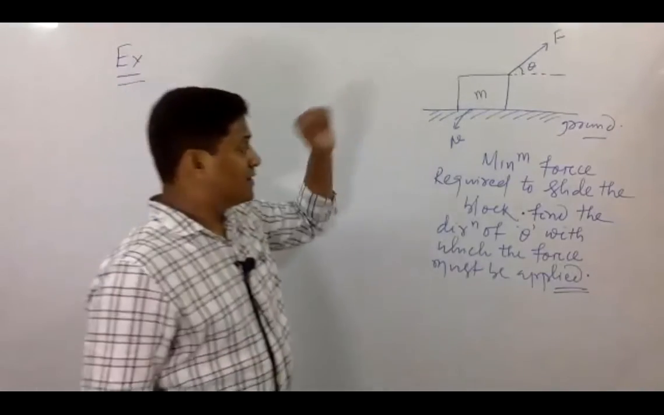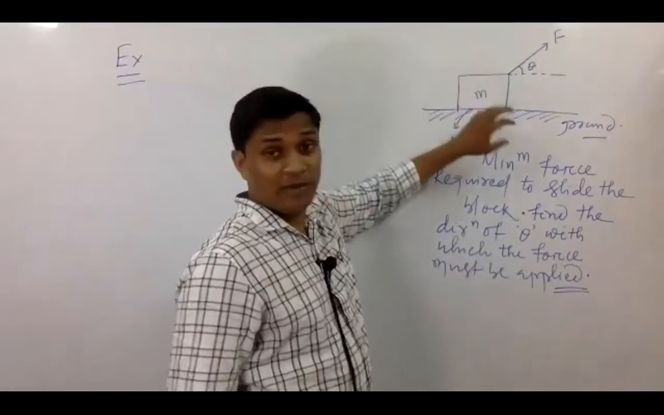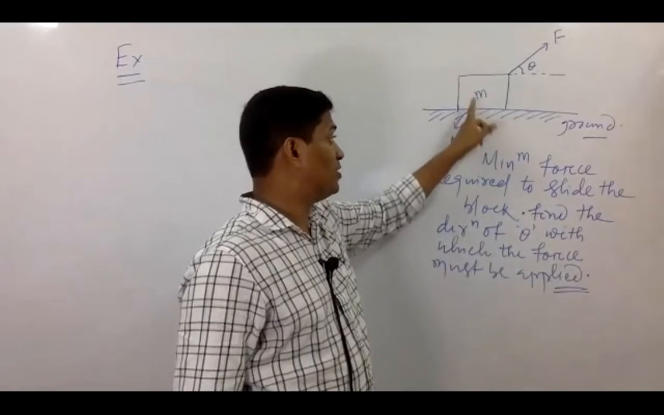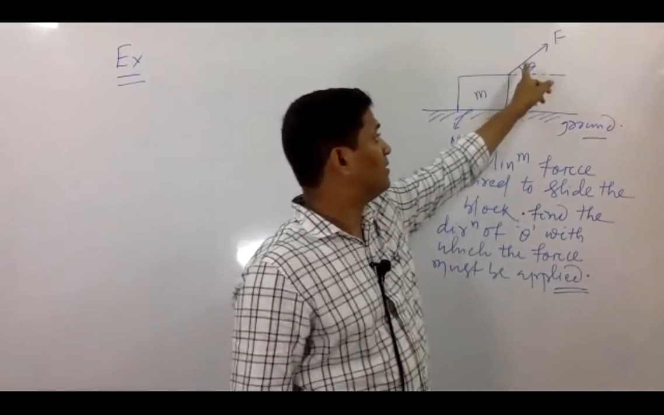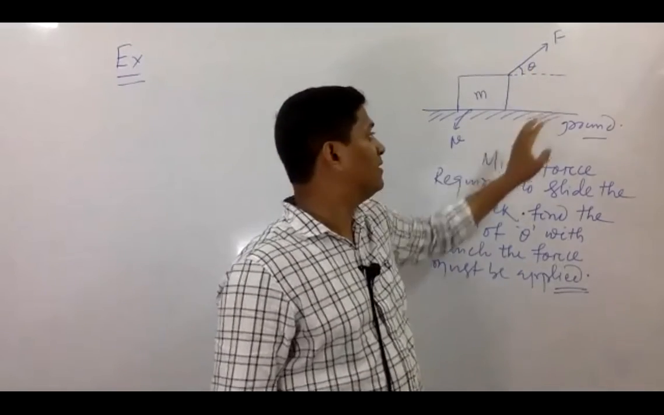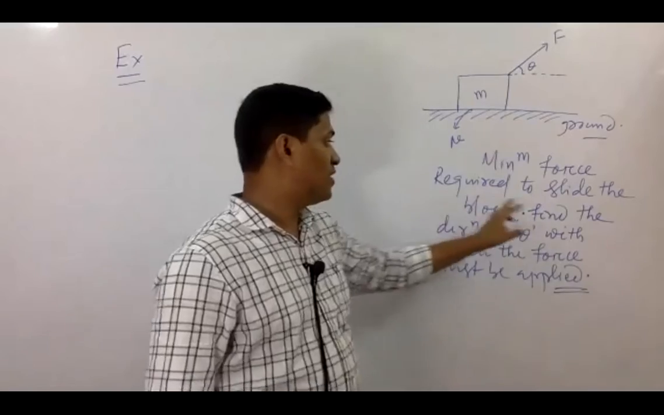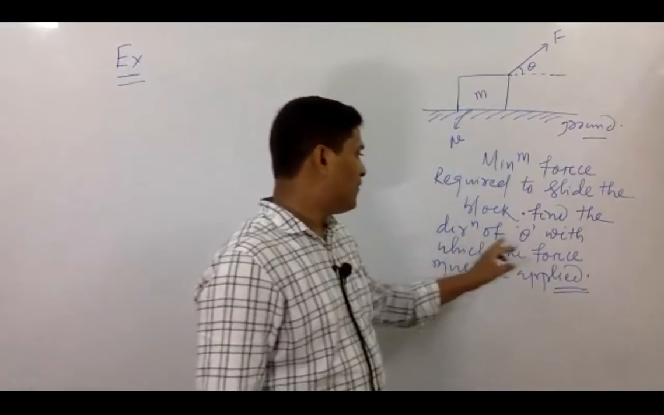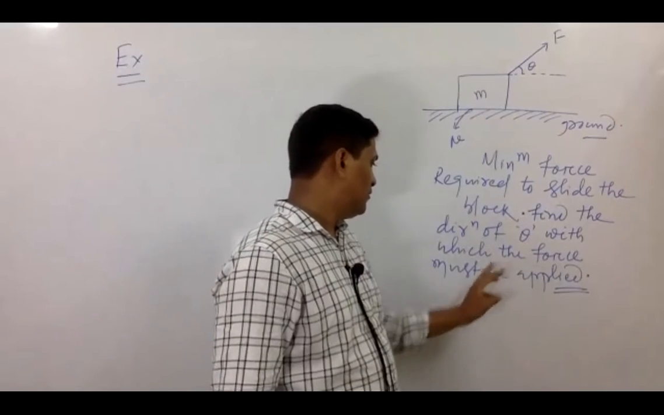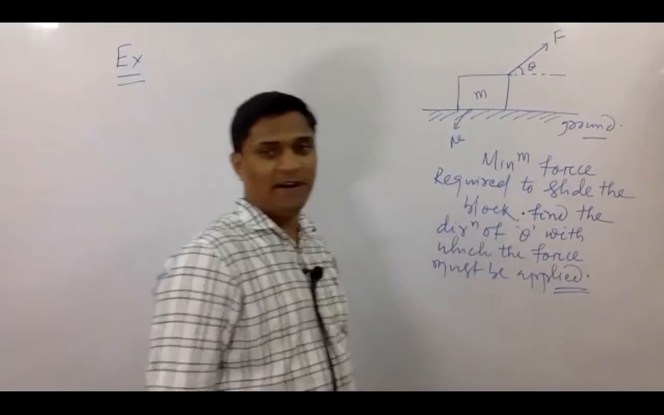Let's see, in this question it is given there is a body of mass m on the ground, right? And the coefficient of friction between the body and the ground is mu. And here one force is applied at some angle theta, and we need the minimum force required to slide the block. How much is the minimum force required to slide the block? And find the direction theta with which the force must be applied, right?